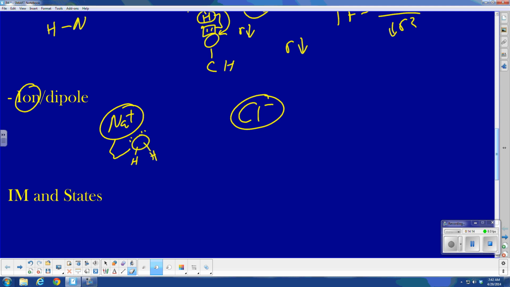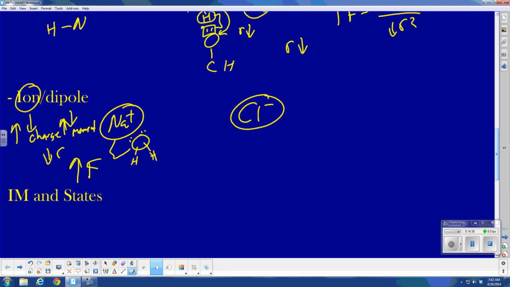And what does the strength of that depend on? It's going to depend on the charge of my ion, the dipole moment, as well as what? R, the size. So the bigger my charge, the bigger my dipole moment, the smaller my size, the greater my force of attraction. Okay, good.